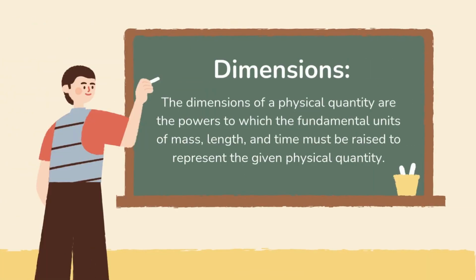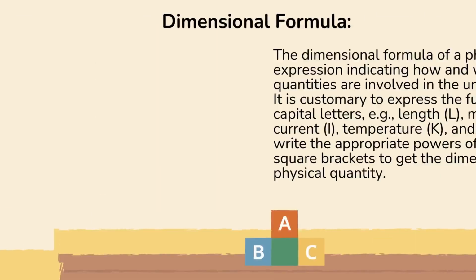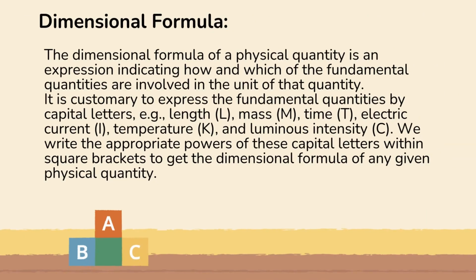Dimensions. The dimensions of a physical quantity are the powers to which the fundamental units of mass, length, and time must be raised to represent the given physical quantity. Dimensional formula. The dimensional formula of a physical quantity is an expression indicating how and which of the fundamental quantities are involved in the unit of that quantity.